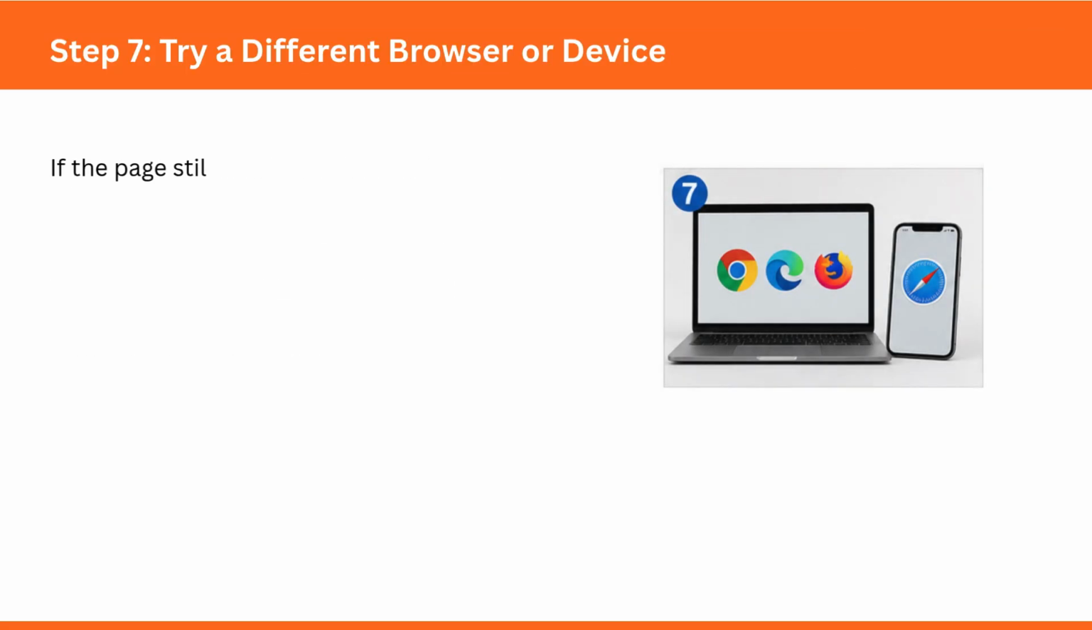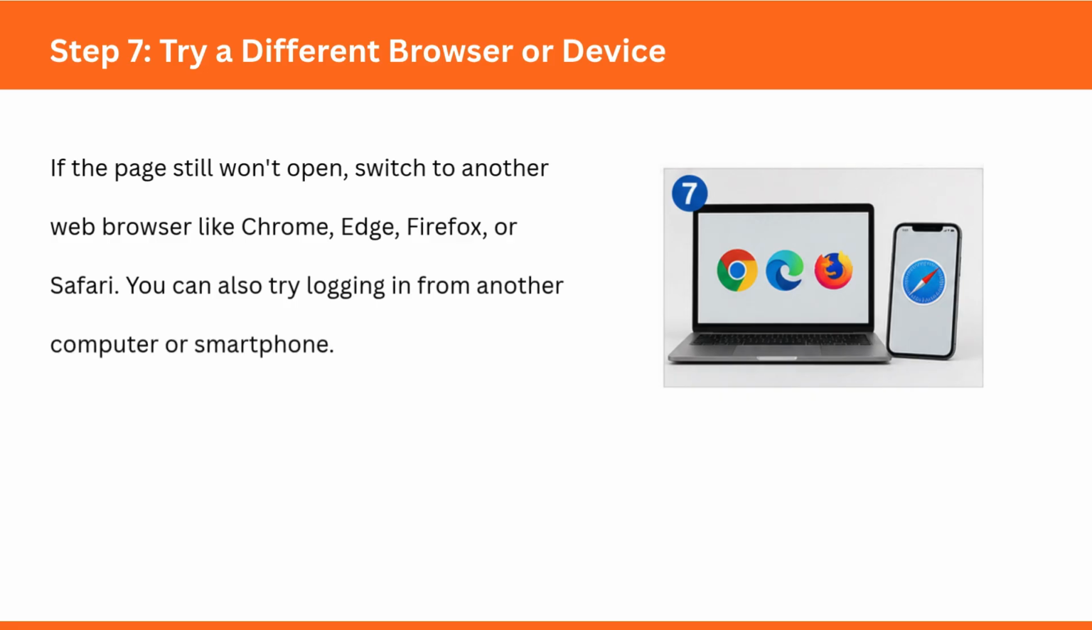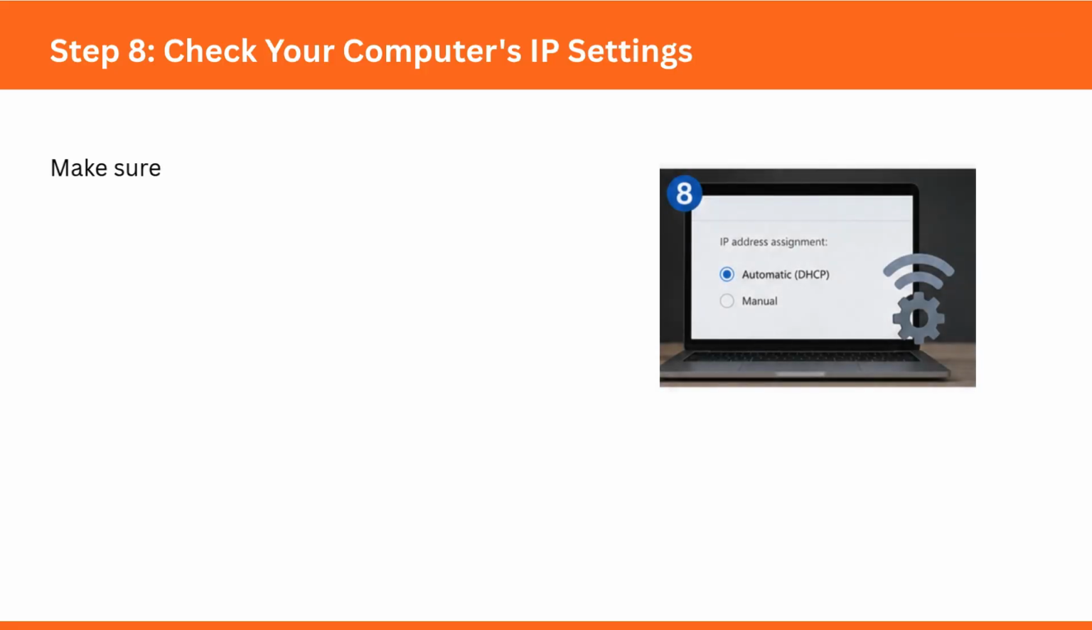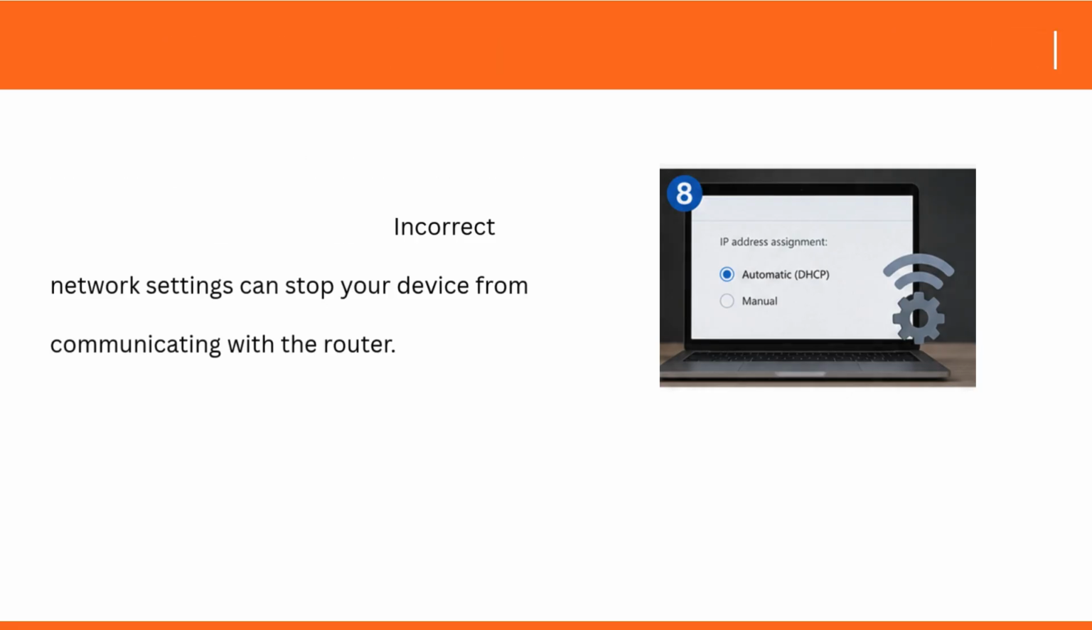Step 7. Try a different browser or device. If the page still won't open, switch to another web browser like Chrome, Edge, Firefox, or Safari. You can also try logging in from another computer or smartphone. Step 8. Check your computer's IP settings. Make sure your device is set to obtain an IP address automatically, DHCP. Incorrect network settings can stop your device from communicating with the router.